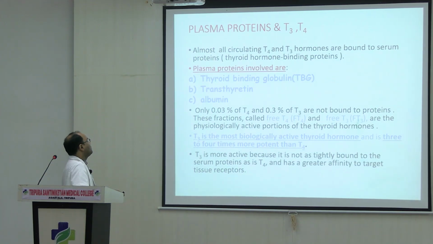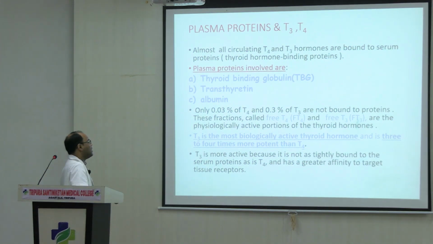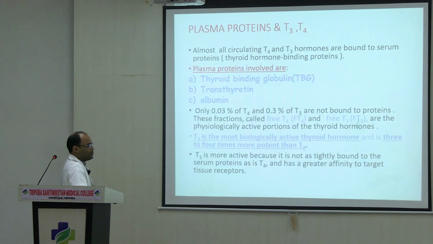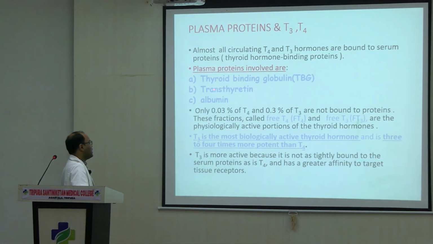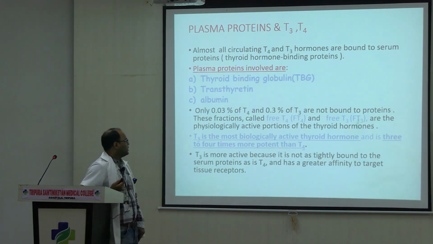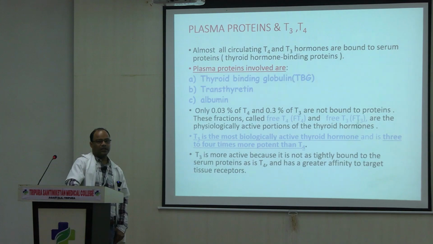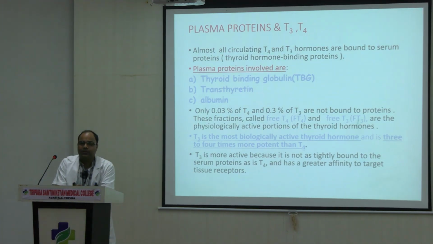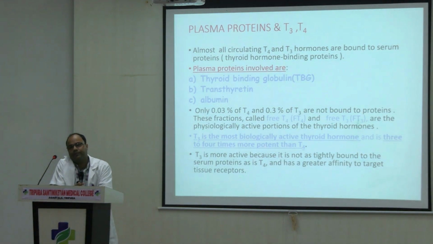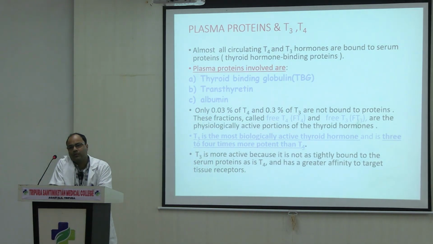Then plasma transport. All circulating T3 and T4 hormones are bound to serum proteins, called thyroid hormone binding proteins. These proteins are thyroid binding globulin, transthyretin and albumin. Only 0.03% of T4 and 0.3% of T3 are not bound to proteins. These are called free T4 and free T3, and they are biologically active.